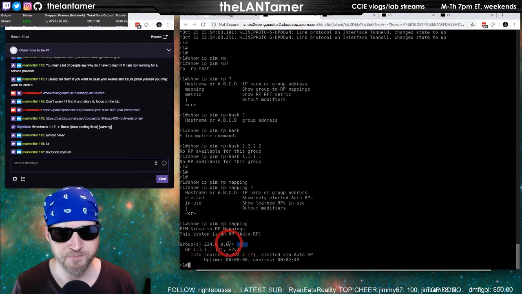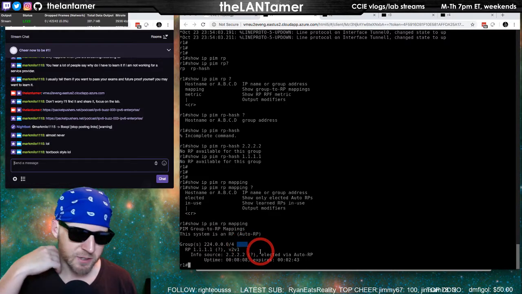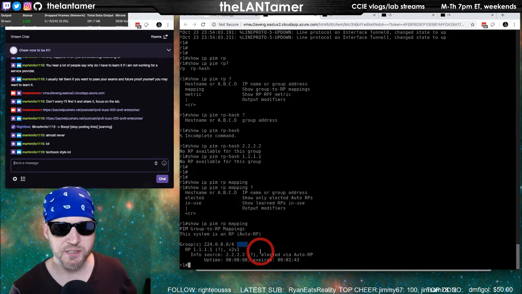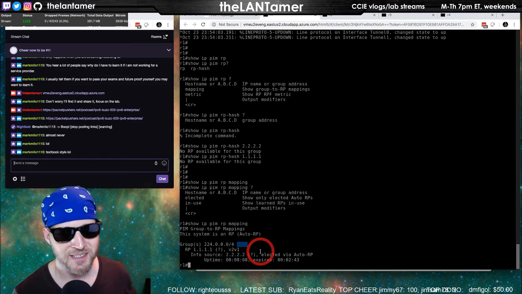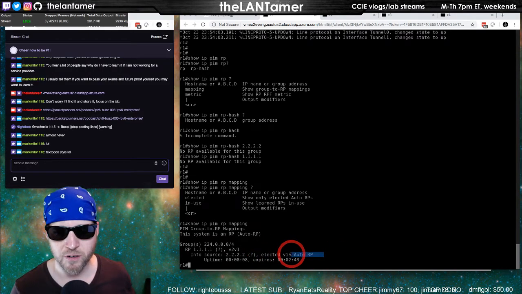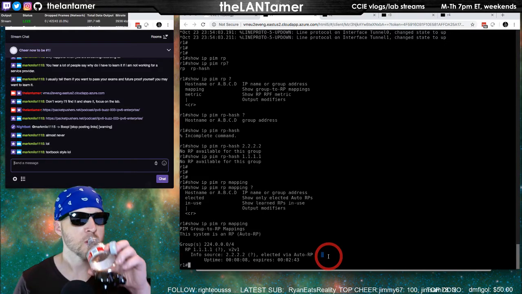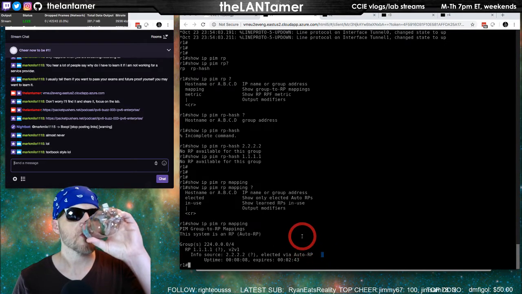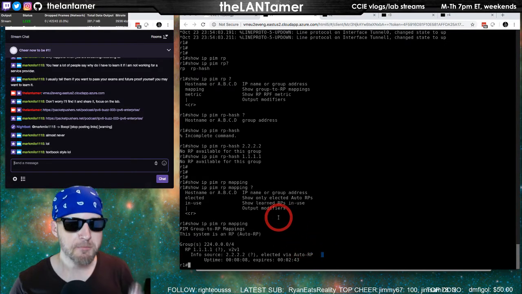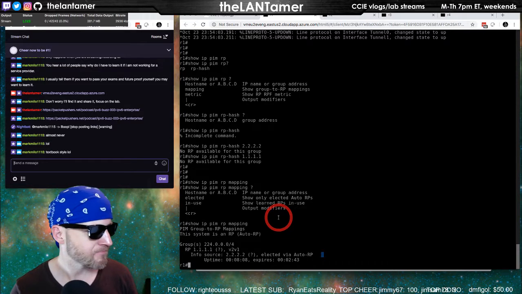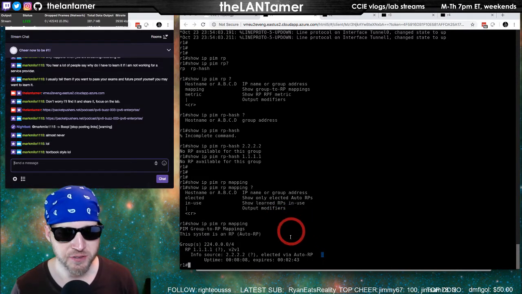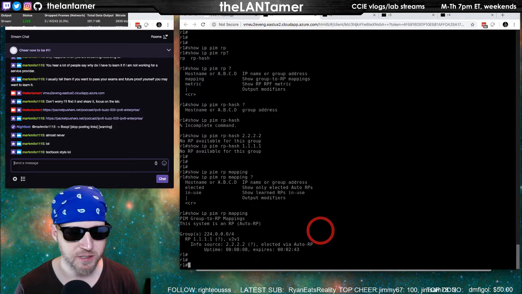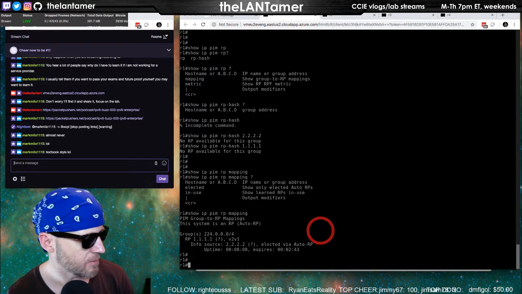So this is one way to ask a router what the multicast range is. Info source 2.2.2.2 elected via auto RP. Cool stuff. 224.0.0.0/4. We're going to try to remember that. 224.0.0.0/4. All right, moving right along.